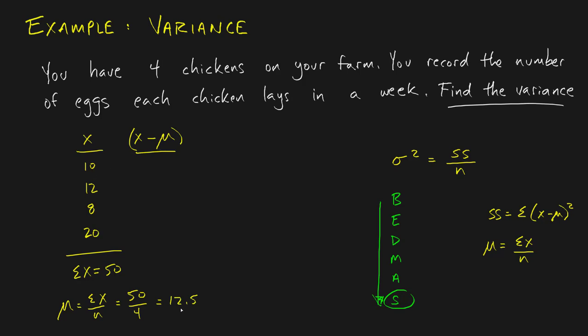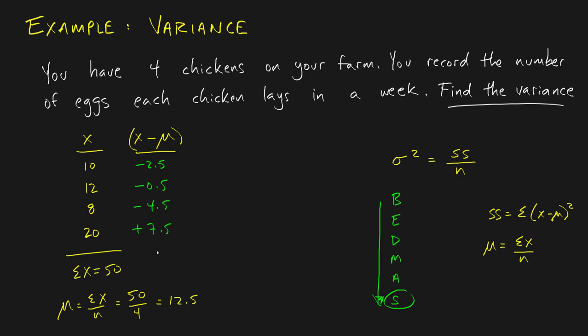My first x is a 10. I do 10 minus 12.5, and that gives me negative 2.5. Then I have to do 12 minus 12.5. That's going to give me negative 0.5. And then 8 minus 12.5 is, let's see, that's negative 4.5. And 20 minus 12.5 is positive 7.5.